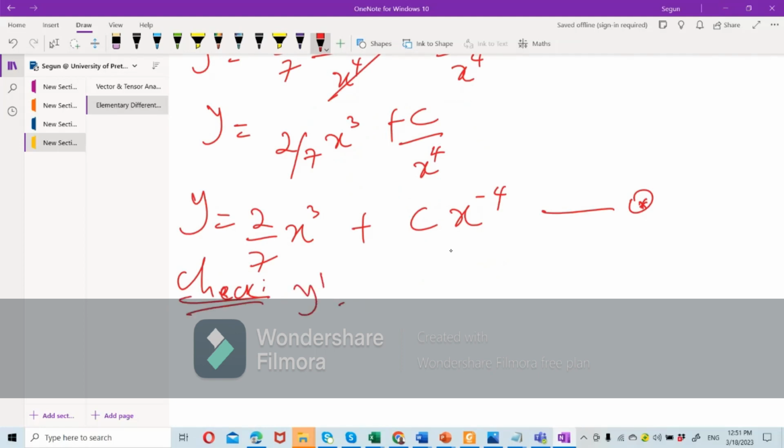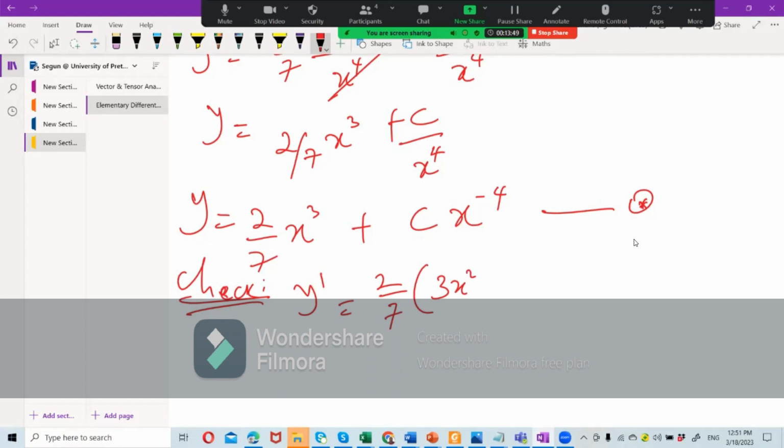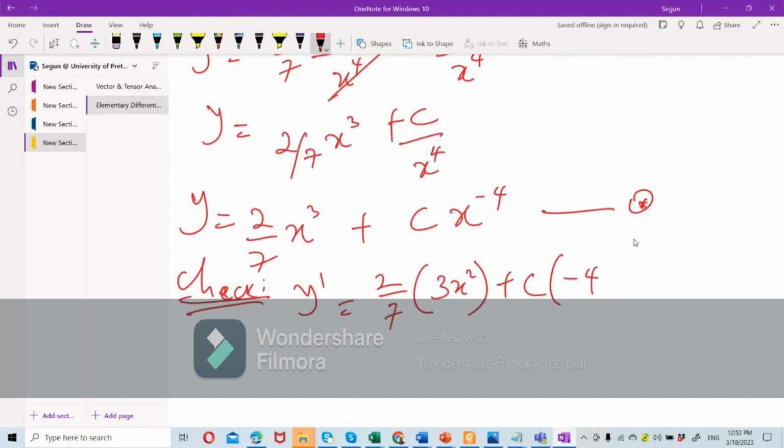To check this one, we have y prime equals 2 over 7 times... So we are trying to differentiate what is here. 2 over 7, we have 3x squared, plus c. Differentiate what is here, you have minus 4 x to the power minus 5. So I can just write y prime to be 6 over 7 x raised to the power 2 minus 4c x raised to the power minus 5. Any question?